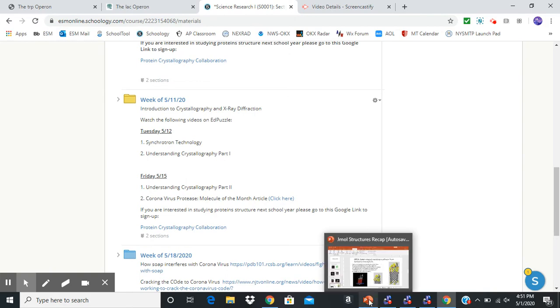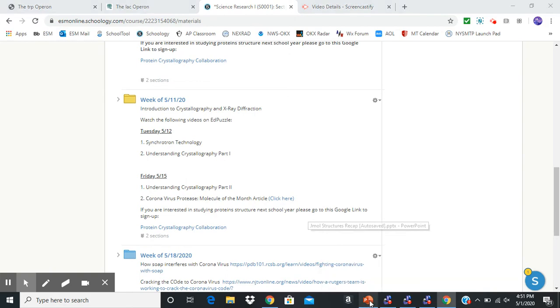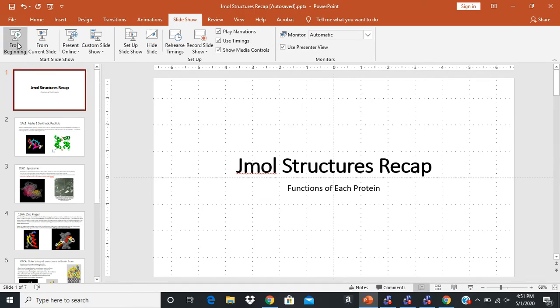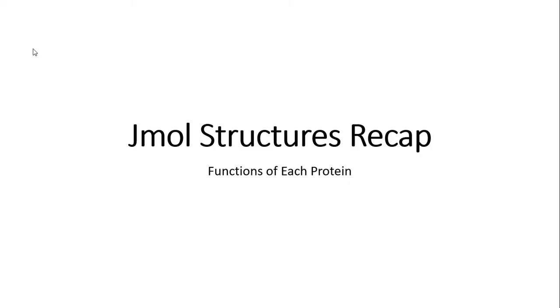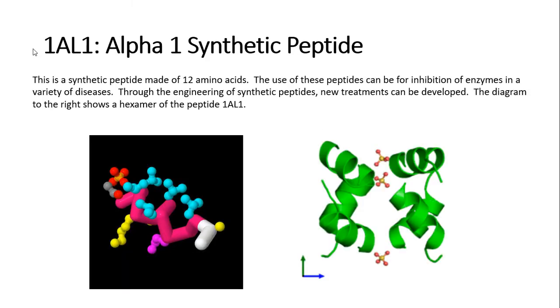So let's just talk real quick about the structures that I had you look at. This is a quick recap. These are the functions of each protein. If we go back to the first week that we went live, one of the proteins you looked at was this protein called 1AL1. It's called alpha-1 synthetic peptide. Synthetic, it's a man-made protein. They went in the lab and they put together a bunch of amino acids, not just randomly, they did some research on it. And this is the structure that they had.